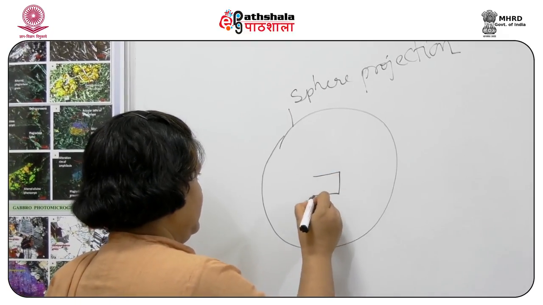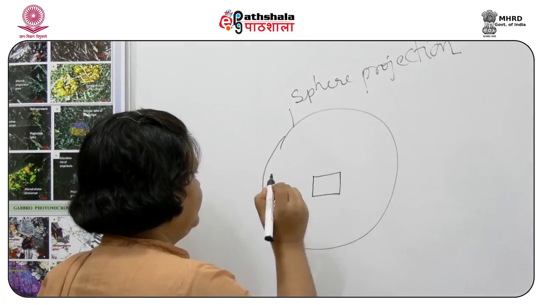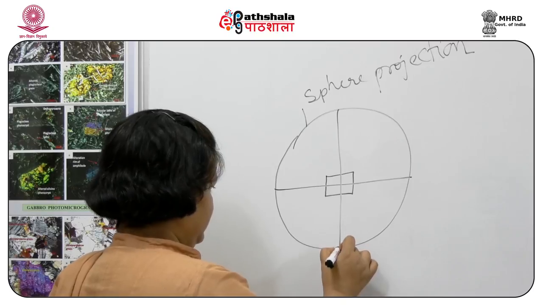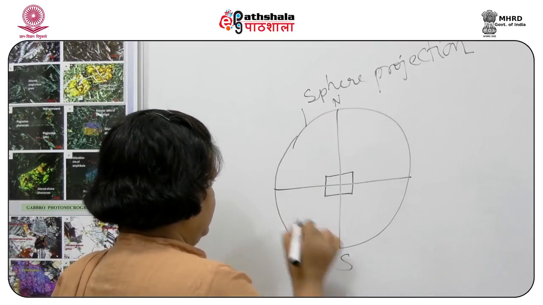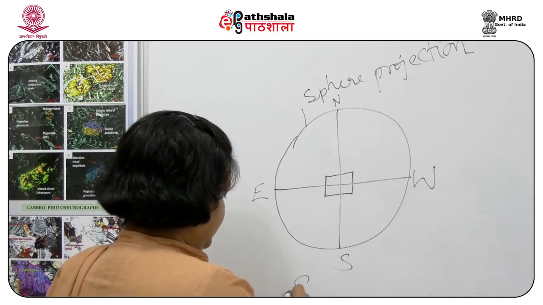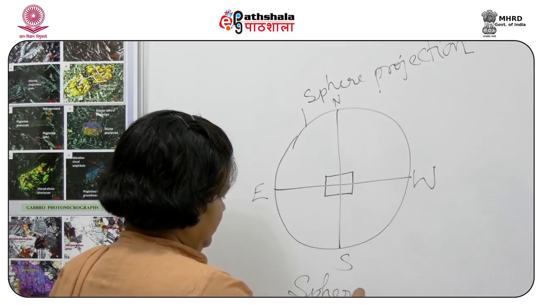We have our crystal placed here. This is my east-west direction. This is my north-south direction. North-south, east-west. We are discussing spherical projection.